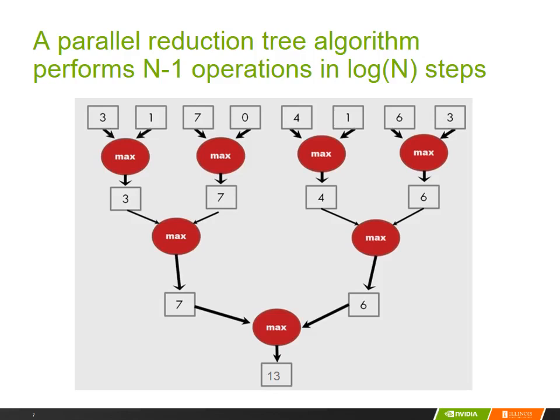This is where the speedup is going to be for parallel computation, because instead of doing 8 sequential compare and swap operations for this max reduction, we will be doing log 8, which is 3 steps. And this will give us a much faster execution when the data set becomes big.